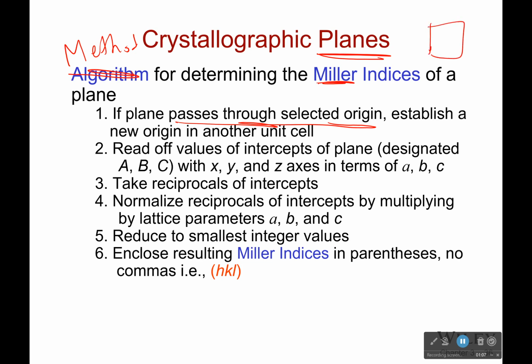So if this is your unit cell, we're looking at a plane, and this is where you said your origin was, and then you choose this is the plane. You can't do it. Pick any of the other corners. This corner's fine, that corner's fine, that corner's fine. This other corner back here that you can't see would be fine. Any one of them will be fine.